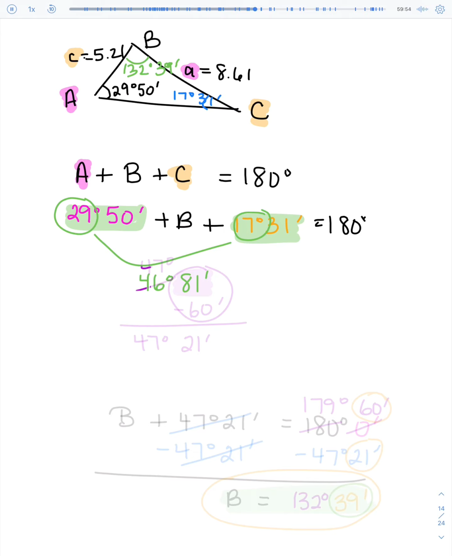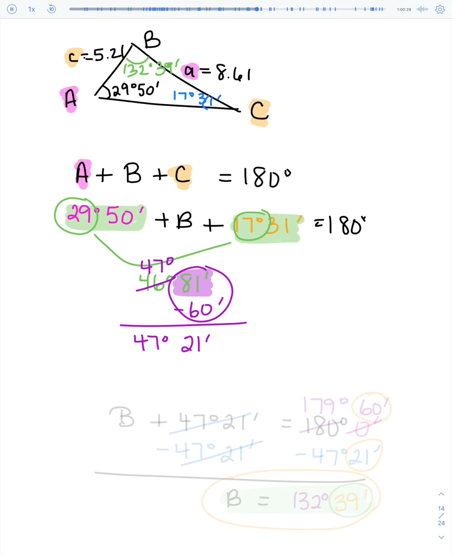We need to rewrite this a little bit, in that we need to take 60 of these minutes out and turn them into a degree. So that would bump up the 46 to 47 degrees. So what this would now give us is 47 degrees, and we took out 60 of the minutes here, which would still leave us with 21 minutes. So we took out 60 of the minutes and just converted it to a degree.